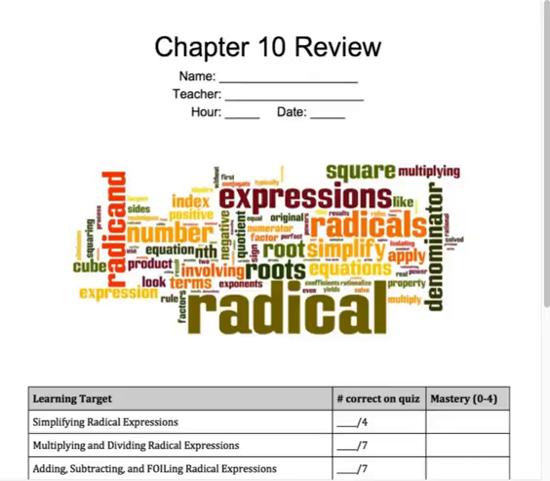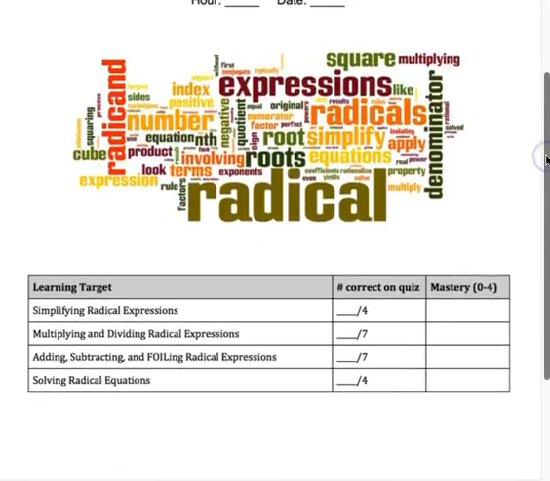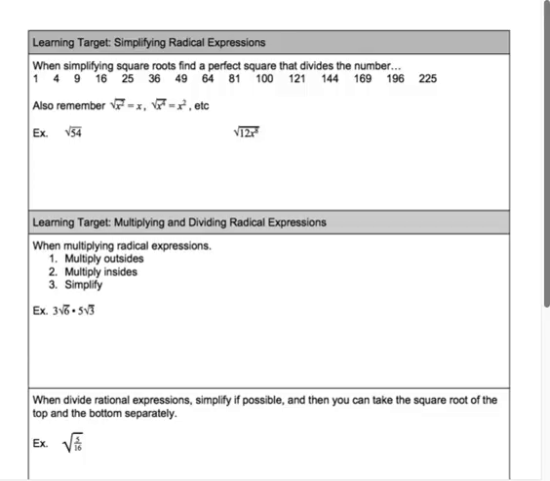So, Chapter 10 was all about radical expressions and equations, and so I broke this down into 4 learning targets. Can you simplify radical expressions? Can you multiply and divide them? Can you add, subtract, and FOIL them? Can you solve radical equations? So, again, those are the 4 big ideas. Let's dive right in to how to do this.